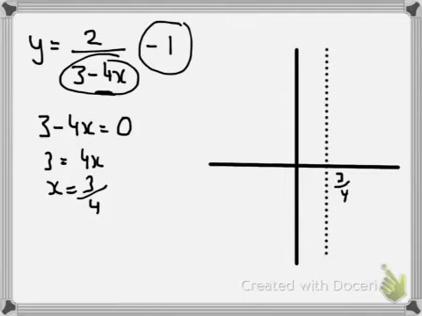What's our horizontal asymptote? Well, we're moving the graph down 1 place because of the minus 1, so that's going to be down here at negative 1. Might just copy this over to the next slide and we'll try and find our intercepts.